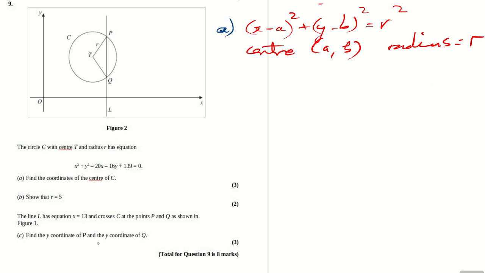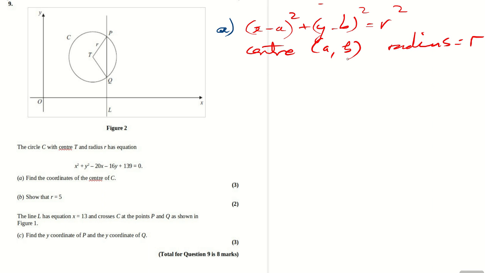Right, so it gives us a diagram and it tells us the equation of a circle. Now it doesn't give us the equation in the standard form, and it then asks us for the coordinates of the centre and to show that the radius is 5. What we're going to have to do is to rearrange the equation of the circle that they give us so we can get it into the form that I've written here in red.